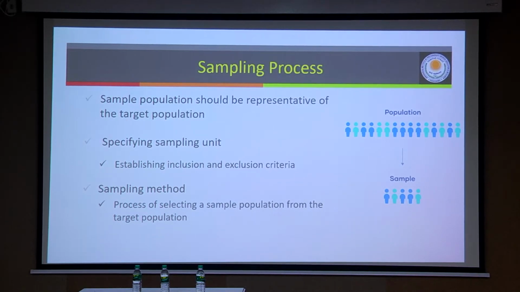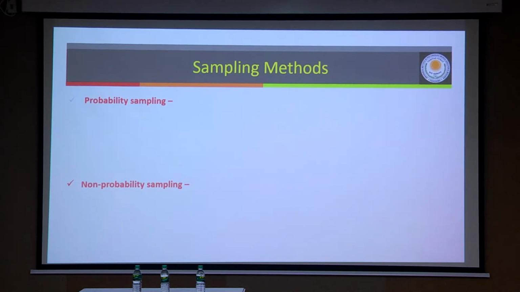That is the process of selecting a sample population from the target population. We'll see how we need to do sampling. There are two types of sampling: one is probability sampling, the other one is non-probability sampling.